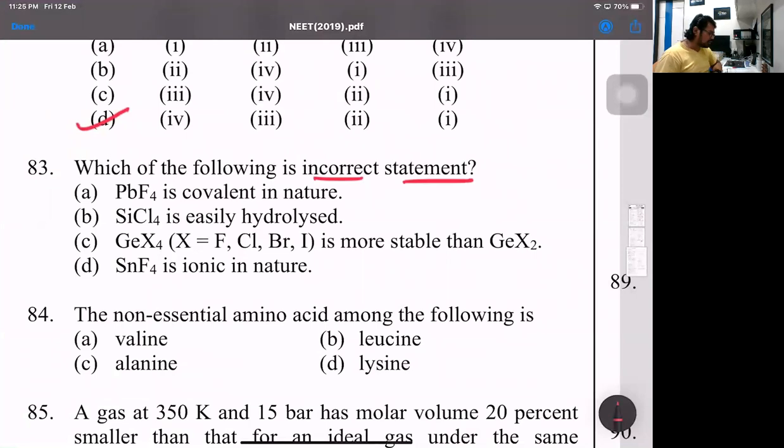Then 83, which of the following is an incorrect statement over there? Now PbF4 is a covalent compound. That part is wrong. It is an ionic compound because down the group metallic character increases. SiCl4 is easily hydrolyzed. Yes, because silicon has vacant 3d orbitals over there. So that's true.